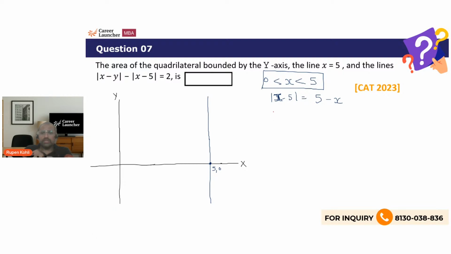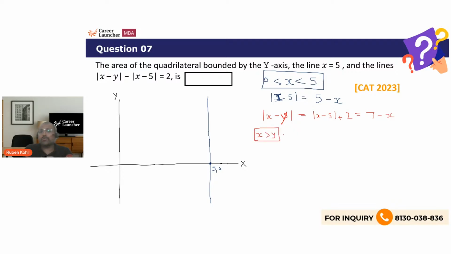Hence, our equation, at least one level of simplification happens, that mod of x minus 5, and let me take this term on the right hand side, is mod x minus 5 plus 2. And as I said, this is simply 5 minus x. So this is 5 minus x plus 2, or 7 minus x. This is mod x minus y, right? Okay. Now, it's mod x minus y. What does that tell us? We have to open this modulus depending on whether x is more than y or x is less than y.